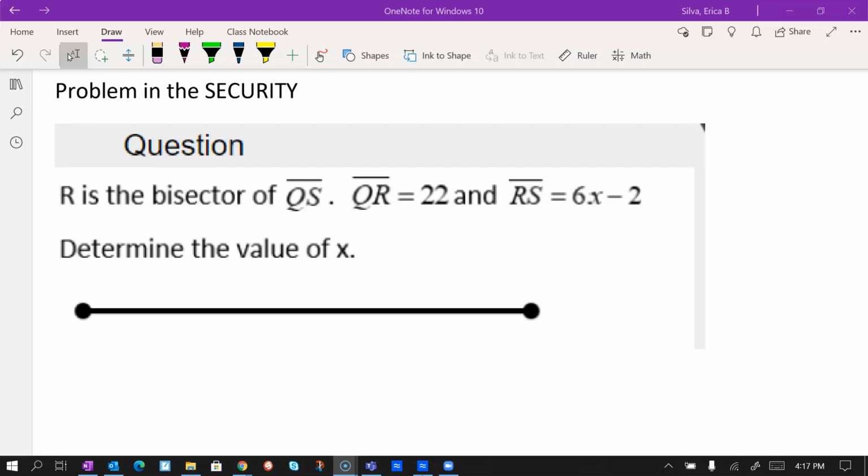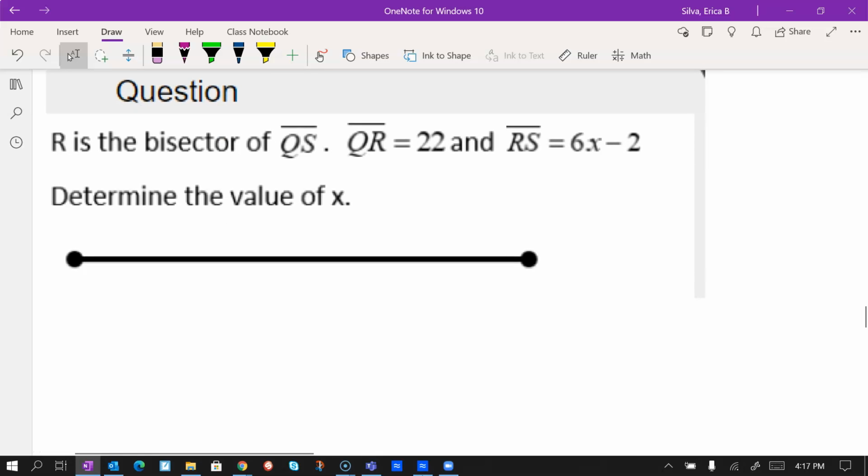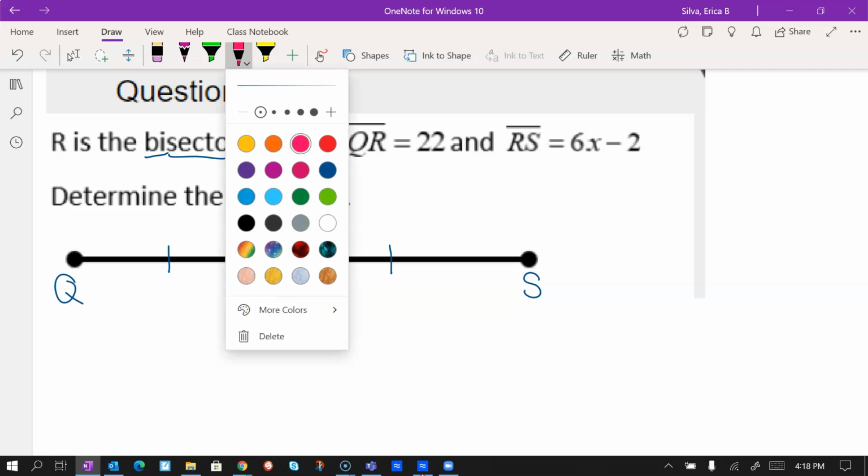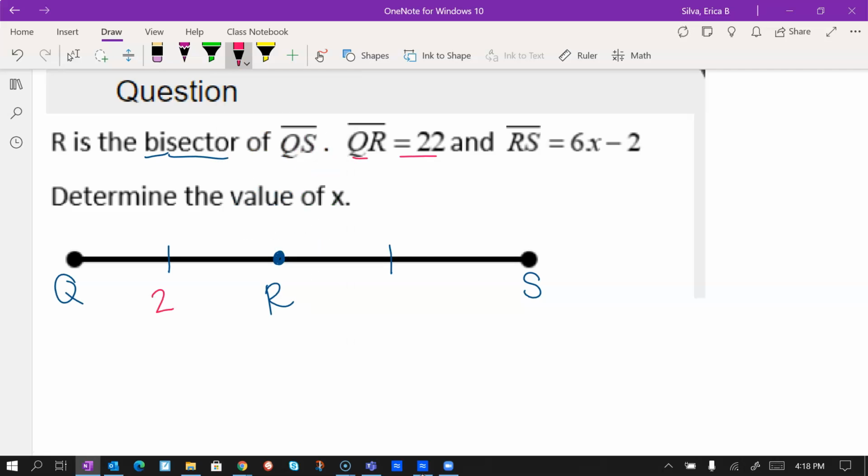All right, so for this part of the review, we're going to go over slides 16 through 19. For this problem in the security room, it says R is the bisector. Remember that a bisector is the one that cuts it into two equal sections. So I'm going to draw R, and because it's the bisector, it is equal on both sides. It's the bisector of QS, so I'm going to label this QS. Then we have QR is 22, and RS is 6x minus 2.